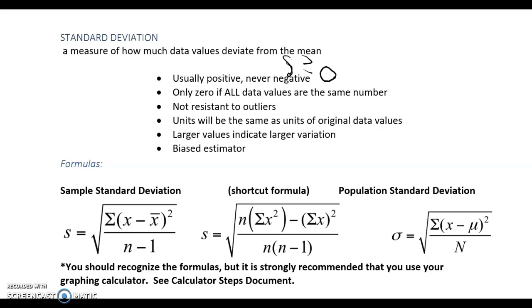That makes sense because if it's telling us on average how far data values deviate or go away from the mean, and they're all the same, then on average they're not going away from the mean at all, because the mean will be equal to the data value all the time. It's not resistant to outliers. The units for the standard deviation will be the same as the units of the original data value. So if your original data is in centimeters, the standard deviation will be in centimeters. Larger values will indicate larger variation. And yes, it's considered a biased estimator.